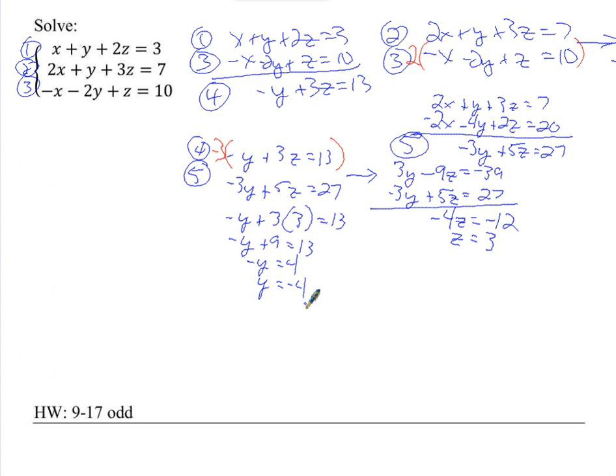Now what? Plug both of those into one of the original equations here, whichever one looks easiest. I think number 1 looks pretty easy to me, so I'm looking for x plus negative 4 for y plus 2 times z, which is 3, equals 3, and then solve. X minus 4 plus 6 equals 3. Combine like terms, x plus 2 equals 3. Subtract 2 from both sides, x equals 1.